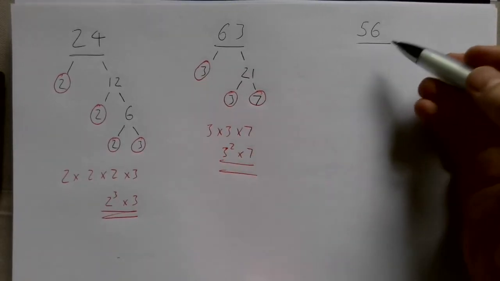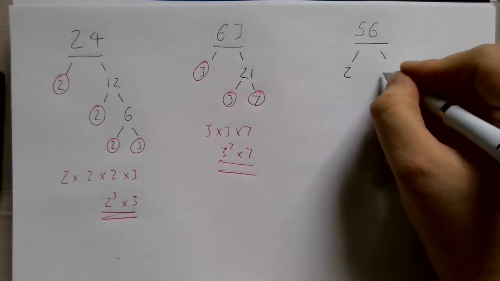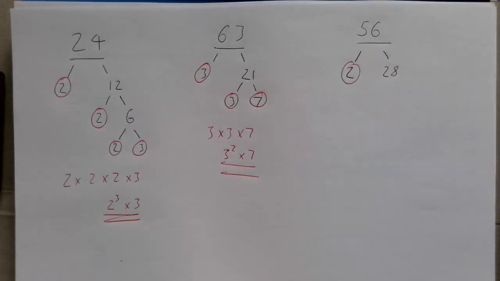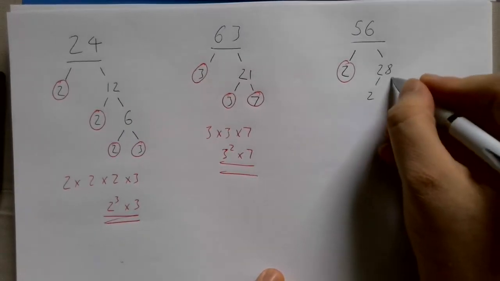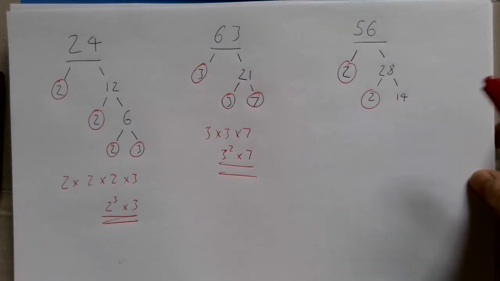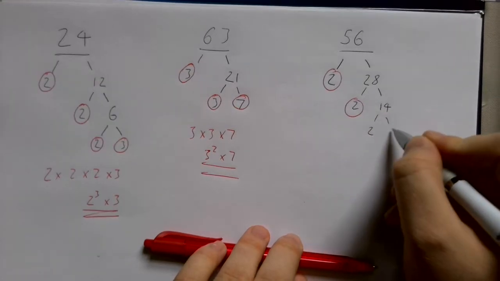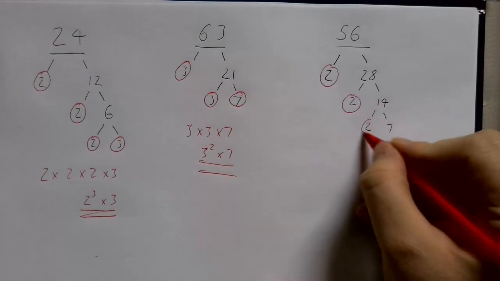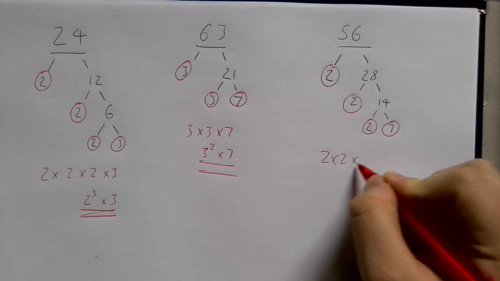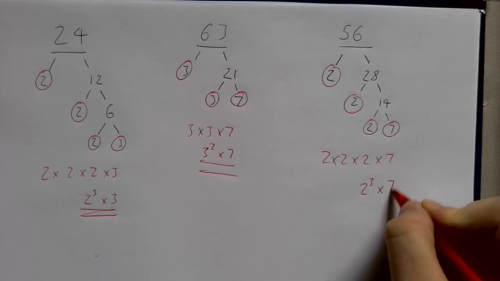And last one, 56, back to an even number, so I'm going to divide it by 2. 56 divided by 2, well, that is 28. Circle my 2. Divide 28 by 2, I get 14. And then divide 14 by 2, I get 7. So I've got all my prime numbers there. I've got 2, 2, 2, and 7. So 2 times 2 times 2 times 7. Simplify that to 2 cubed times 7.